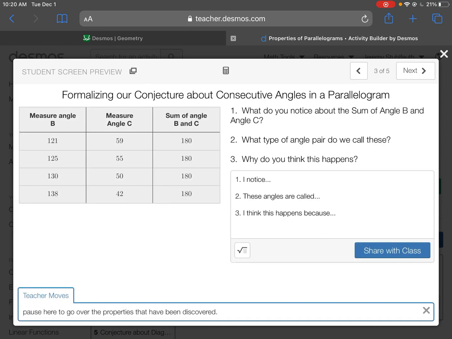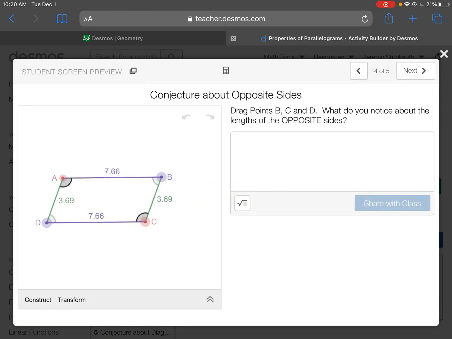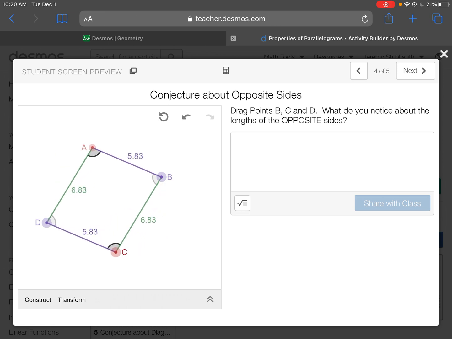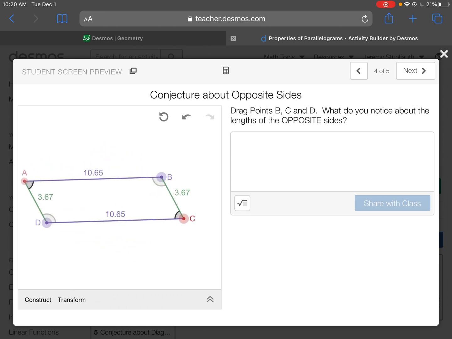Now, let's take a look at our next conjecture. I want you to take a look at what you notice about the opposite sides. The opposite sides here would be AD and BC, which are both green, and AB and DC, which are both purple. What do you notice about the opposite sides? You should notice that the opposite sides are congruent.